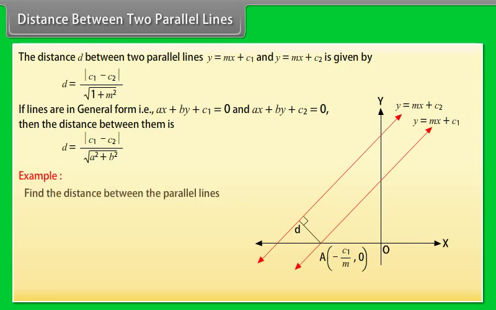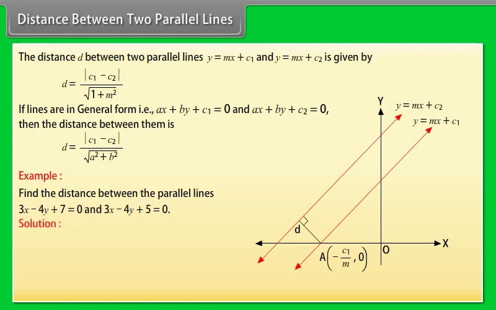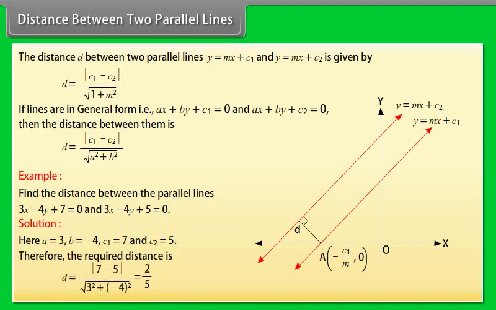Example. Find the distance between the parallel lines 3x - 4y + 7 = 0 and 3x - 4y + 5 = 0. Solution. Here a = 3, b = -4, c1 = 7 and c2 = 5. Therefore, the required distance is d = |7 - 5| / √(3² + (-4)²) = 2/5.